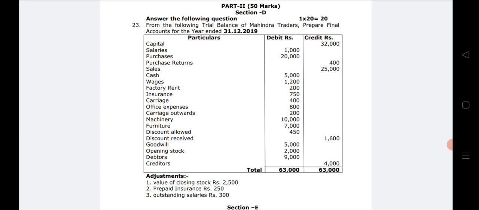Here outstanding salaries is given. In some problems they will give prepaid salary, and you must know how to calculate outstanding and prepaid, and sometimes they will give depreciation. Like this, if you solve 3-4 final account problems from the last 3 years' papers, it will definitely give you 20 marks for final account.